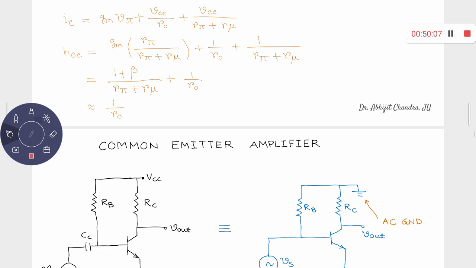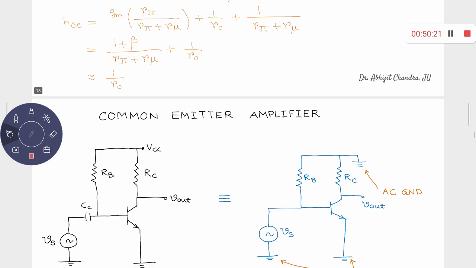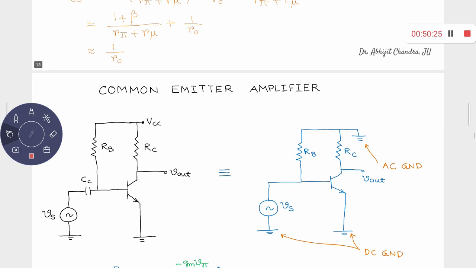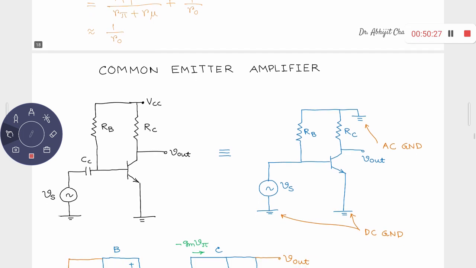Now with this understanding of the small signal model of the bipolar junction transistor, and since we have already covered the biasing technique of the transistor amplifier, we are now in a position to find the gain of the BJT based amplifier. We have already encountered this kind of circuit previously, hopefully. What kind of bias?